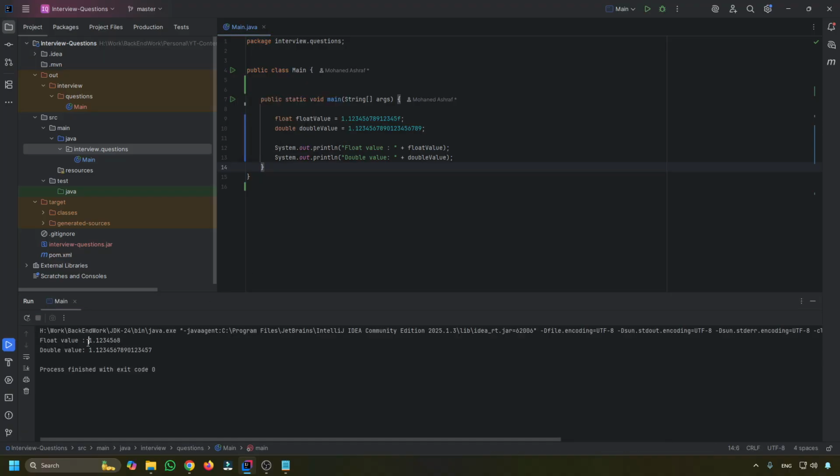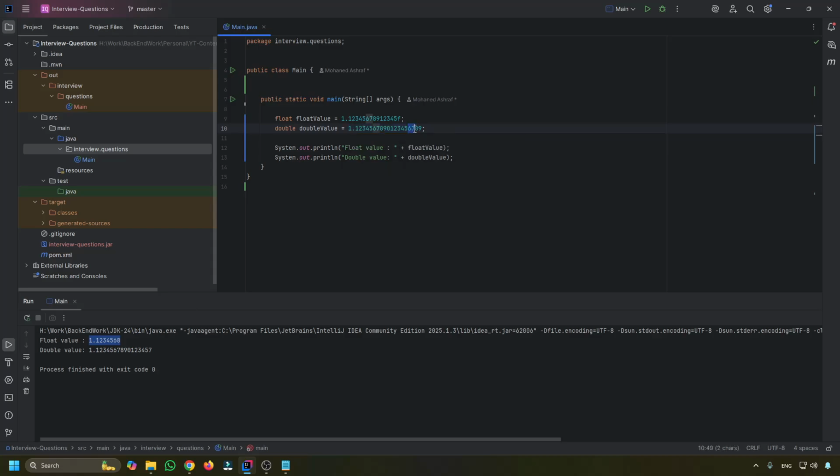Okay, so for the float one, we have reached only this part. We completely ignored the part after it. But if you have noticed, we have precision up to what is this one called? 1, 0, 1, 2, 3, 4, 5, and 6, 7.